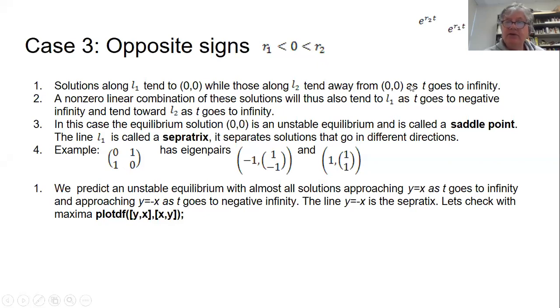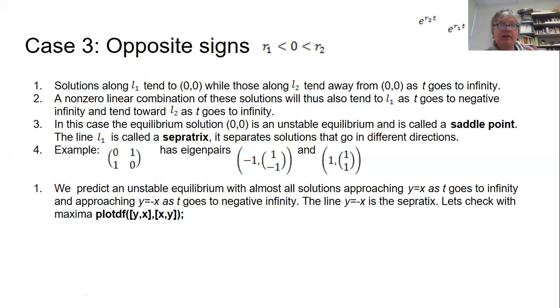Okay, and here's the third and final case for opposite signs. We've got a negative eigenvalue and a positive eigenvalue. So solutions along the negative eigenvector tend to the origin, while those along the eigenvector corresponding to the positive eigenvalue tend to go away from the origin as t goes to infinity.